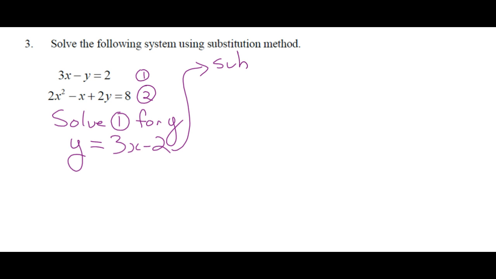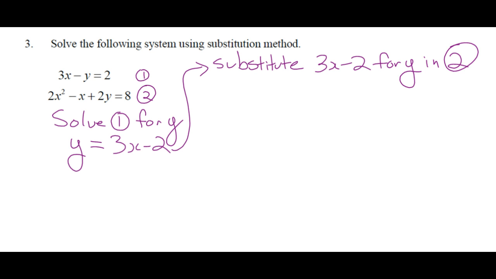All right, what are we going to do? Well, we're going to substitute. What are we going to substitute? No, we're going to substitute 3x minus 2 for what? Where? Okay, well, you're not going to substitute y for 3x minus 2, right? So we're going to substitute 3x minus 2 for y, okay?